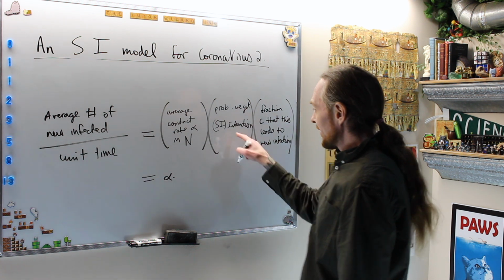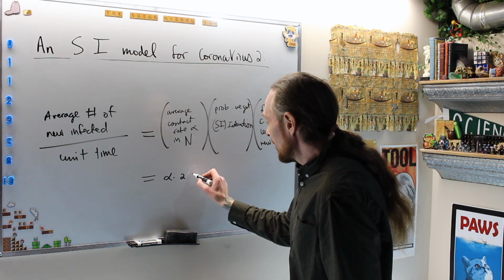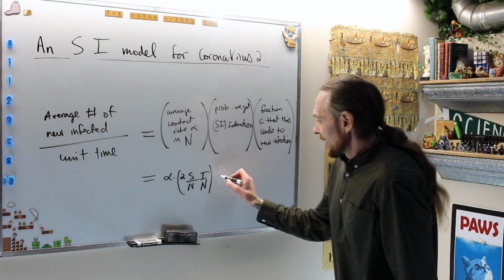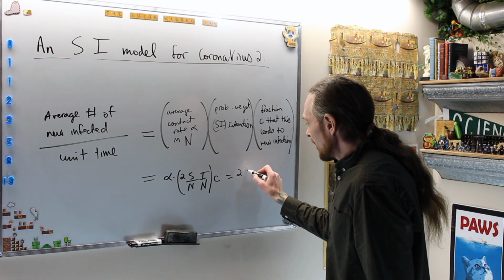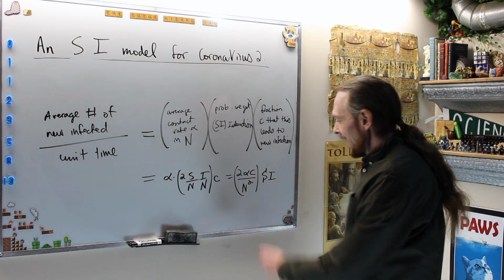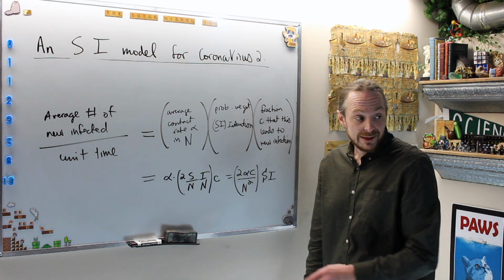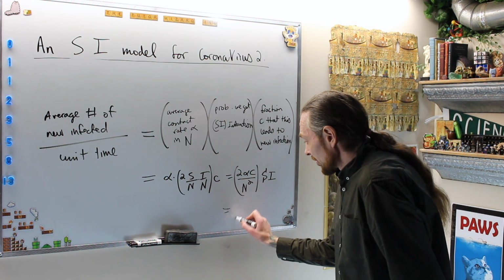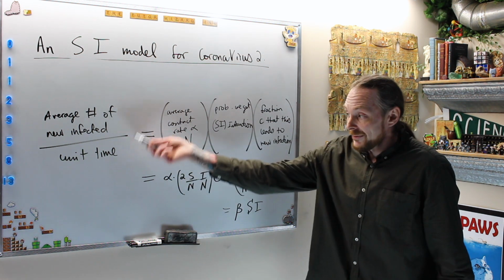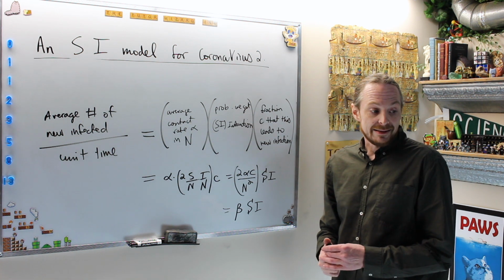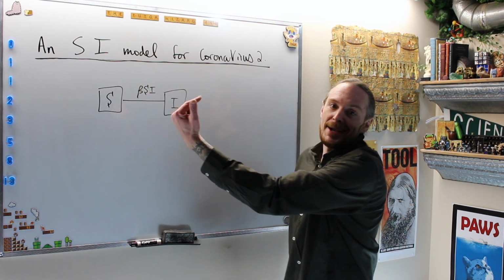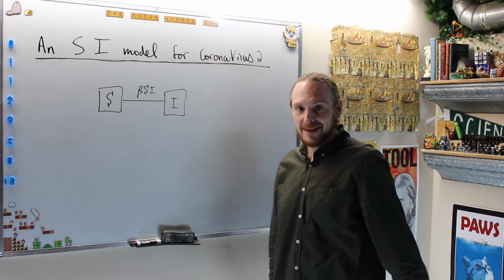Alpha times this probability, which was 2 times S over N times I over N times C, which I can write as 2 alpha C over N squared times S times I. N was a constant number, remember, a fixed population, it's never going to change. This is a number which they're going to call beta. The average contact rate of new infected individuals over unit time, beta SI. This is the incidence term. Okay, now we're going to start where YouTube starts. Beta SI. Who the heck is beta? Yeah, the first 10 minutes was beta.